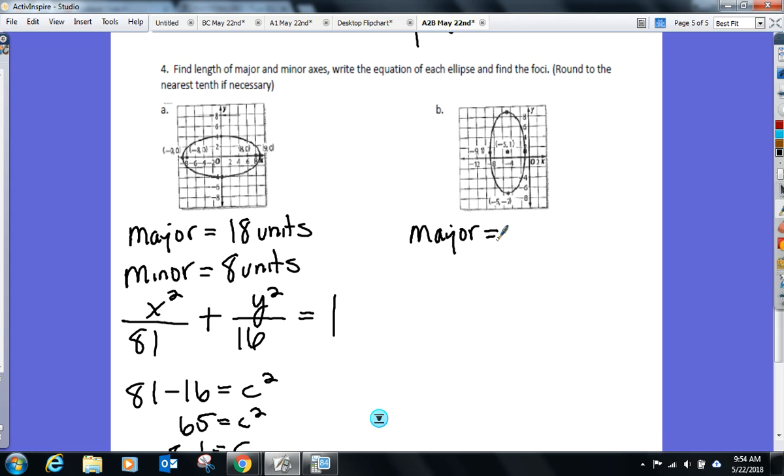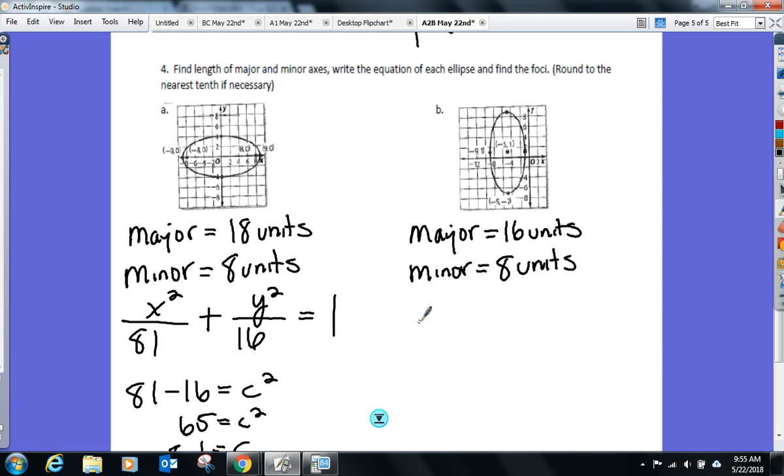Look, they give you the center, and they give you this point. You got negative 5, 1 and negative 5, 7. How many units is that? From negative 7 to positive 1, what distance is that? So that's a distance of 8. So major axis, 16 units. What about the minor? Look, negative 5 to negative 9, that's a distance of 4. So the minor one, 8 units.